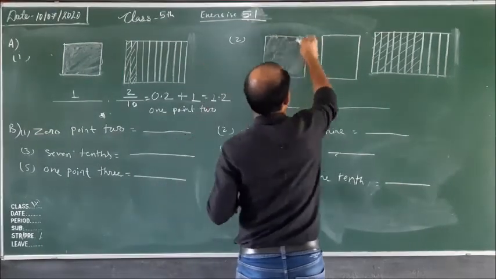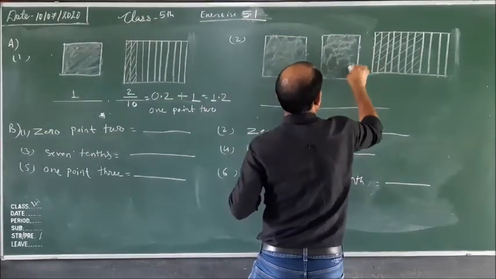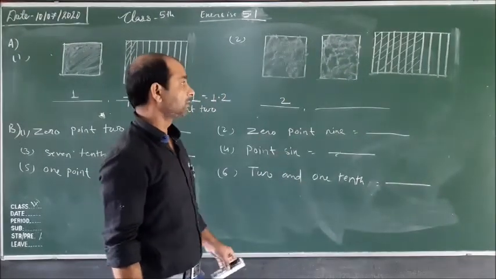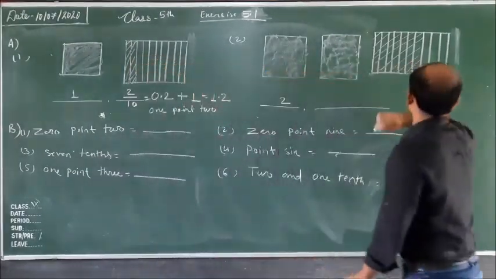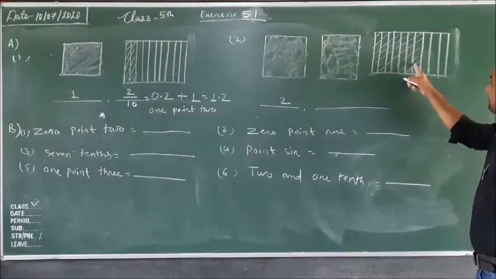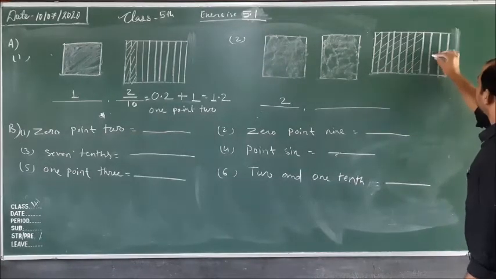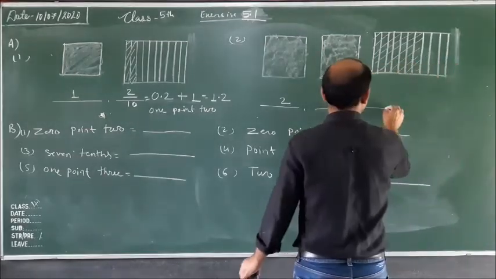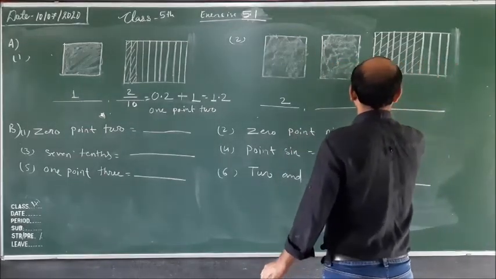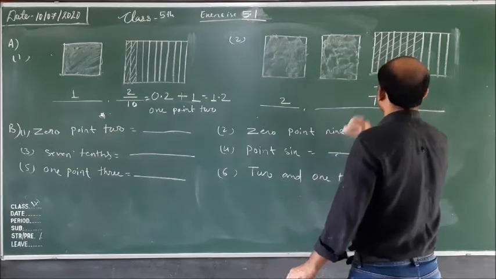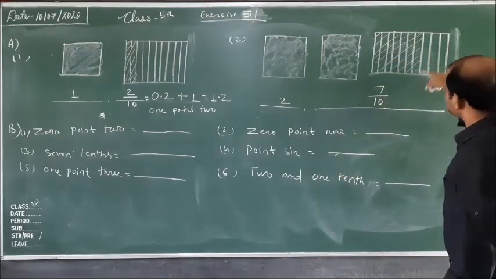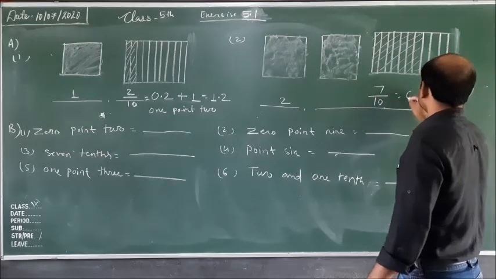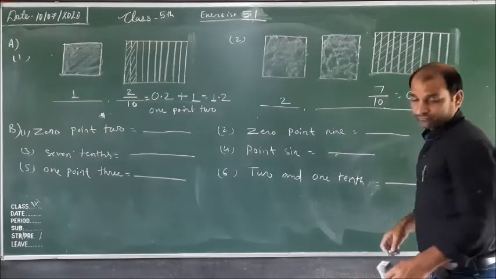Now look here. How many boxes are fully shaded? 2 boxes are fully shaded, so we write 2 here. But in the other box, how many parts are shaded? 7 parts are shaded and 3 are unshaded. Out of 10 parts, 7 are shaded, so we write 7 upon 10, which is 0.7.